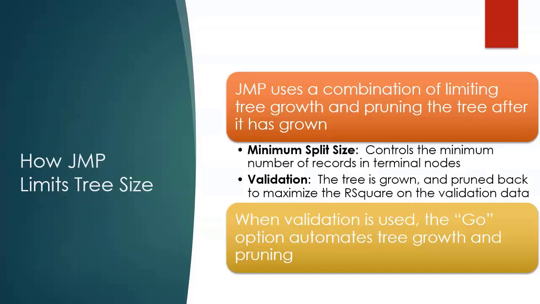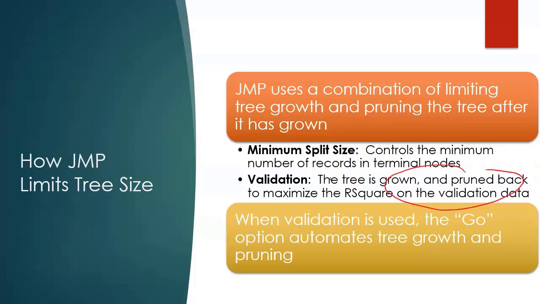So what JMP does is a combination of two things. It prunes the tree and also looks at the minimum number of splits in a node. So we control the minimum split size, which says how many observations there need to be in a node before it splits. And conversely, when should a tree not split? And once the tree is grown, it looks at the validation set and then starts pruning the tree.